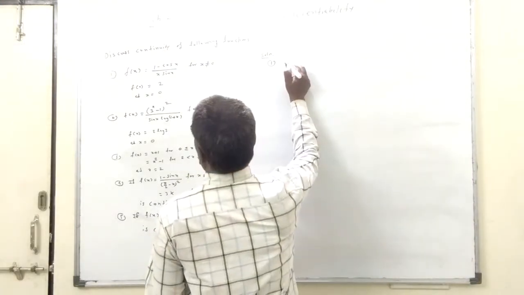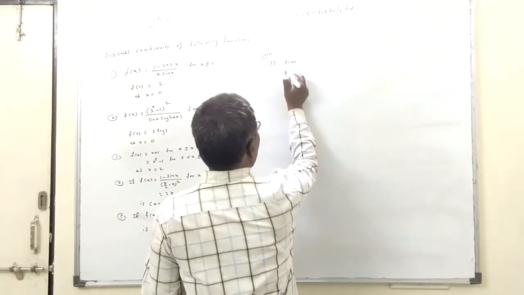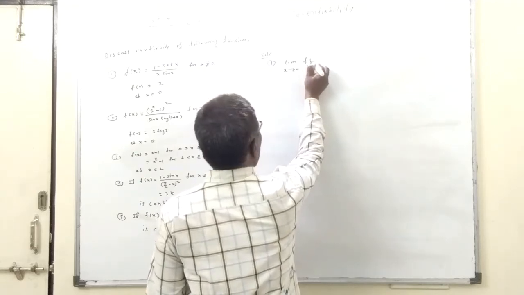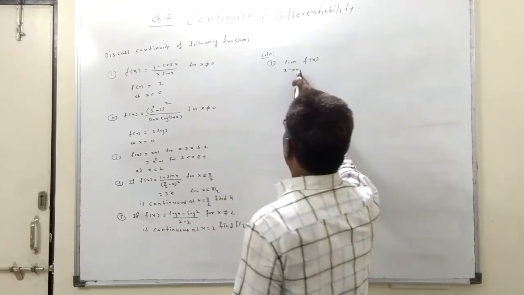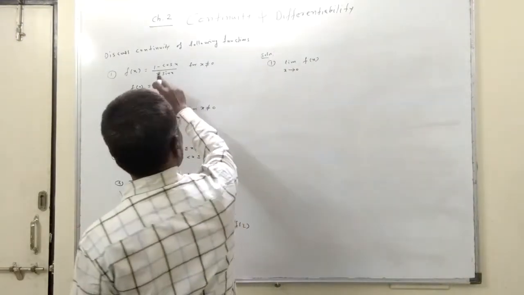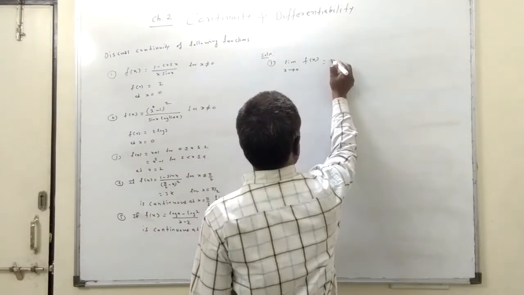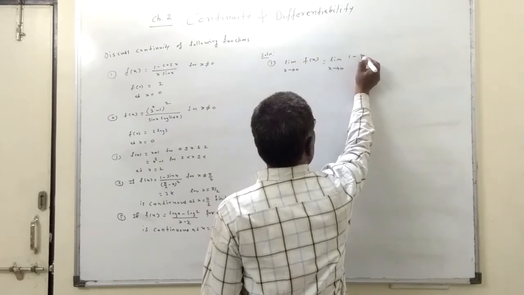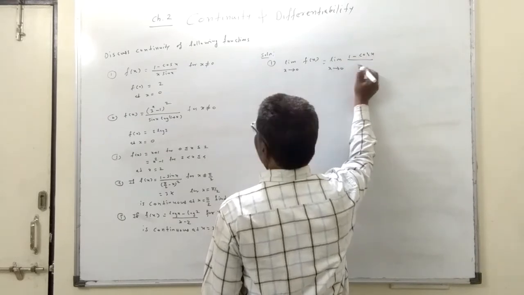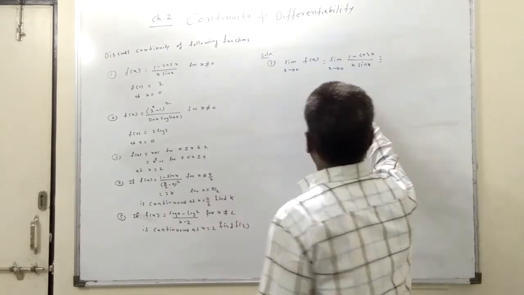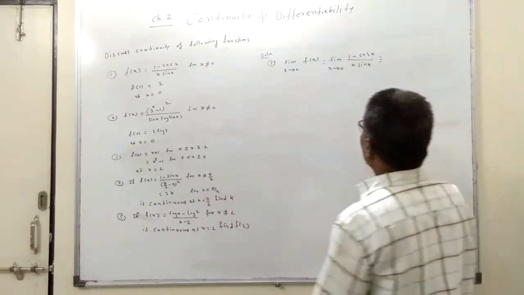So we find this limit, x tends to 0 f of x. Now you have to know that x tends to 0 means x not equal to 0, so the function is defined here like this. So it is equal to limit x tends to 0 of 1 minus cos x divided by x sin x. Now we will evaluate this limit by the methods of limits.